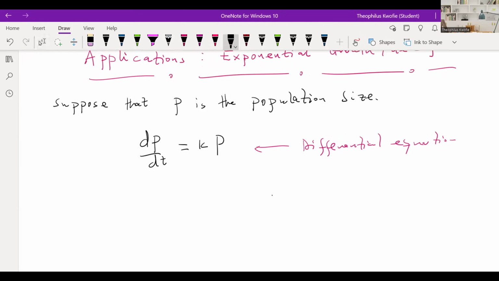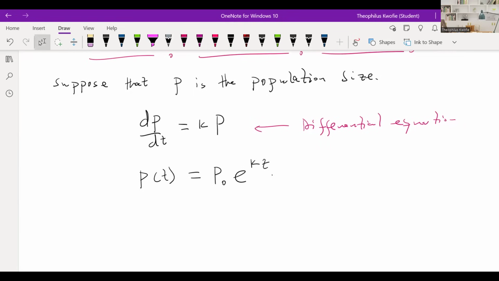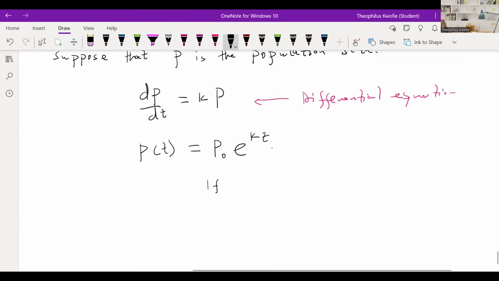Now, the general solution of this differential equation is P of t equal to P naught e to the power kt. Very, very, very important. And so over here, we claim that if k is less than 0, then we'll have exponential decay.